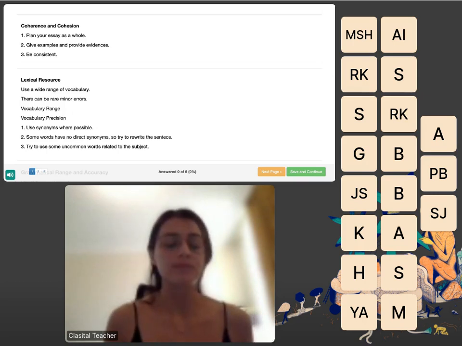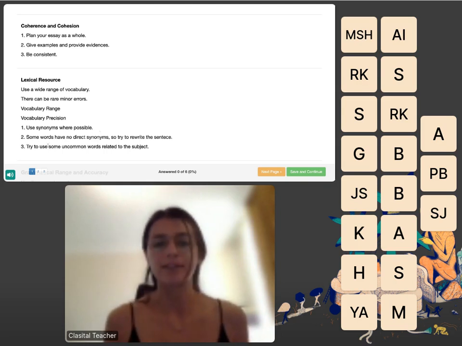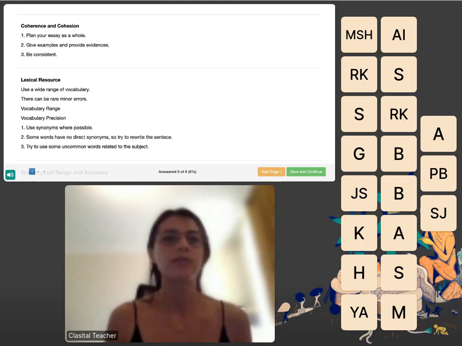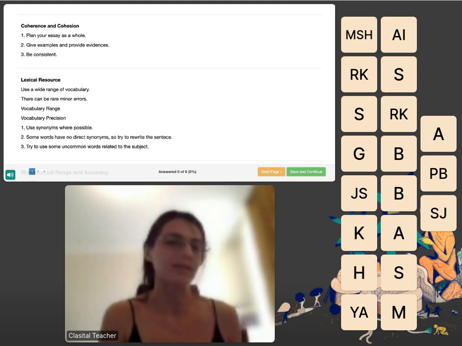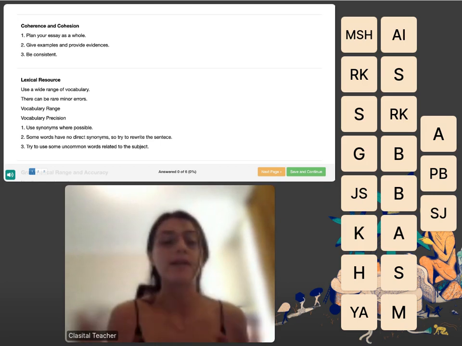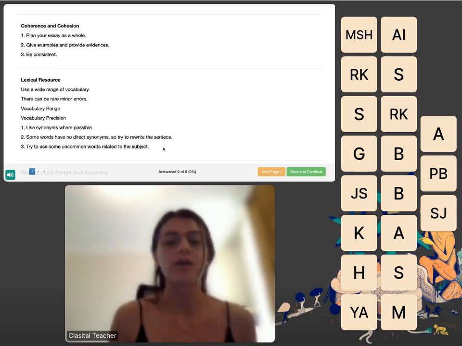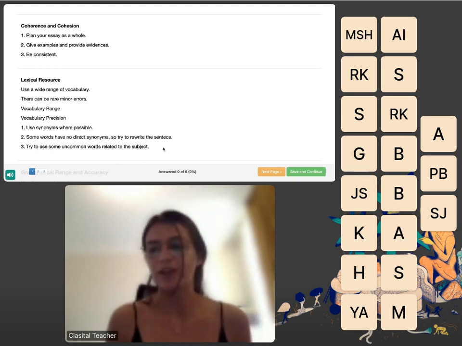And we also need to make sure that we have a wide range of vocabulary and we need to use them precisely. So we need to use synonyms where possible. Some words may have no direct synonyms, but what we need to do is try to rewrite the sentence when we don't know any synonyms of that word or there are no direct synonyms. And lastly, we need to try to use some uncommon words related to the subject.